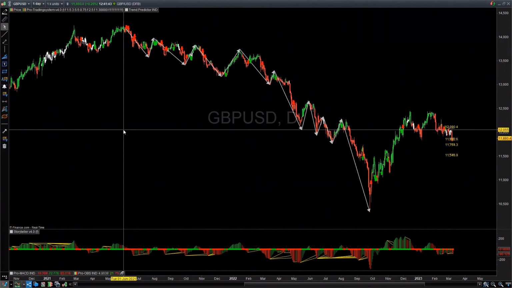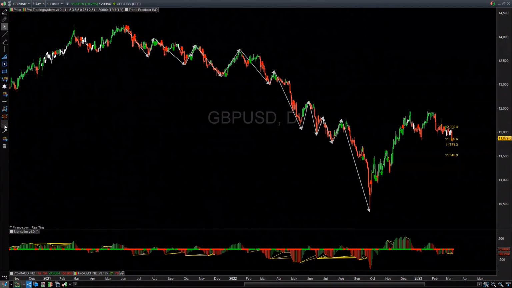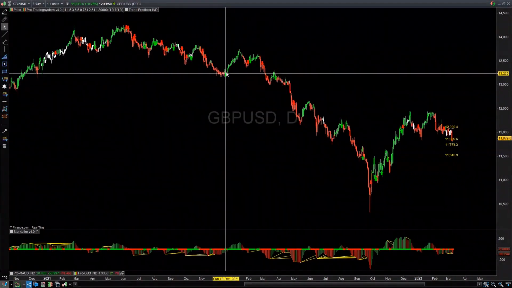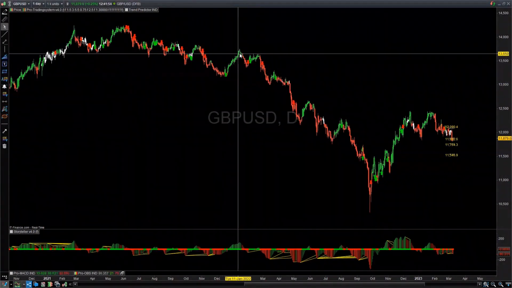And I use our signaling systems for this. So you can see here we've got these color changes. This candlestick chart doesn't look like a normal candlestick chart. This is called our pro trading system, our PTS.